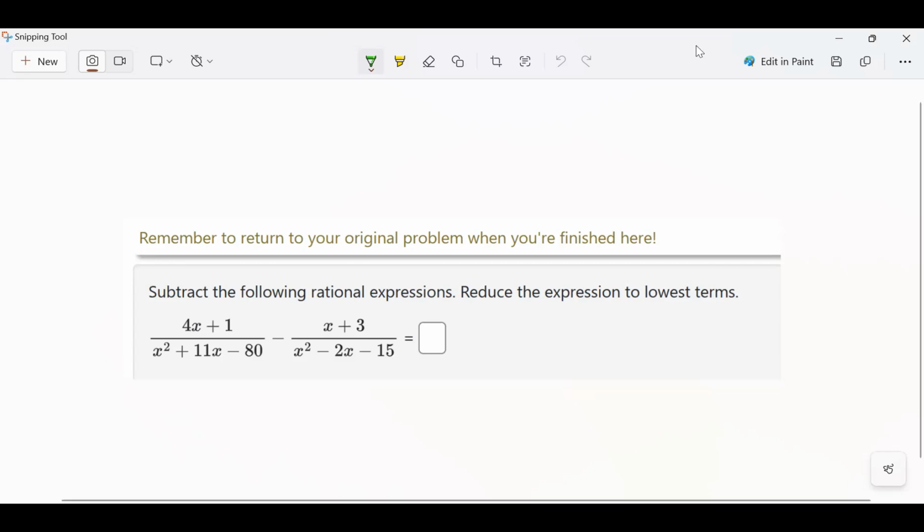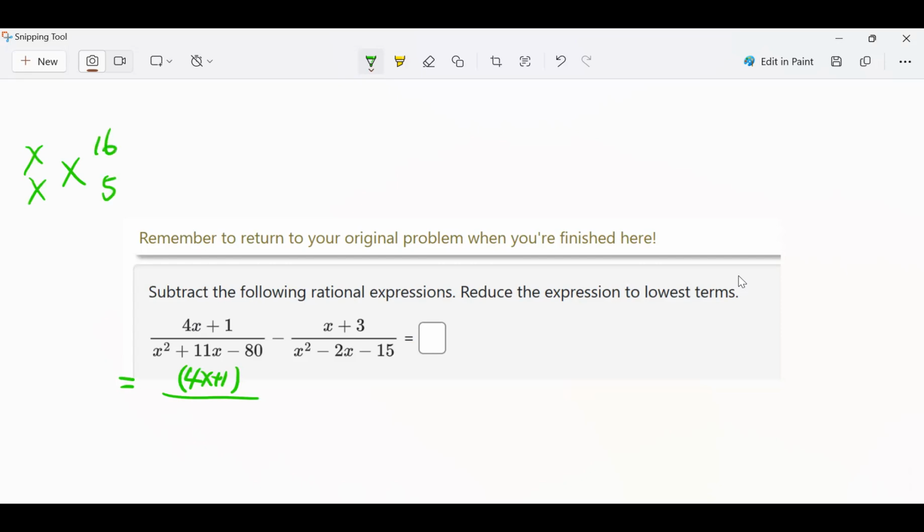All right, so let's go over the solution here. First of all, we're going to factor the denominator here for x. That will be x and x, and 16 and 5, right? One of them has to be minus. This is minus. So it becomes x plus 16, x minus 5.